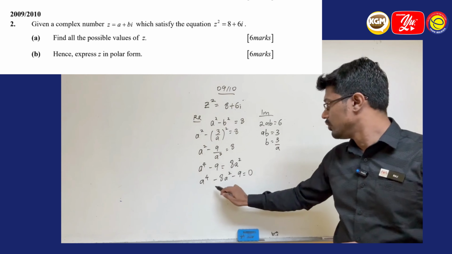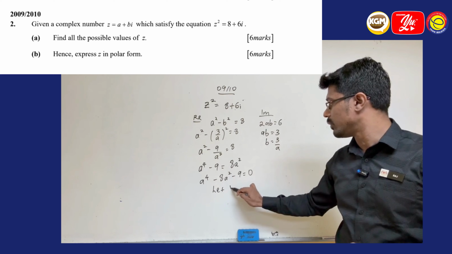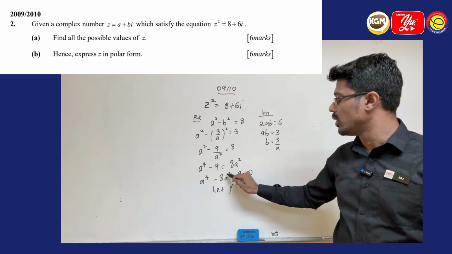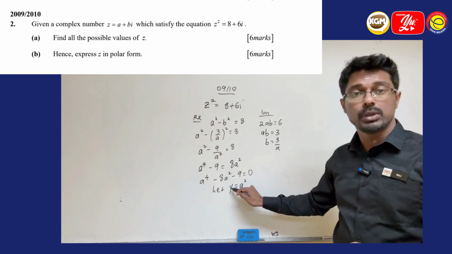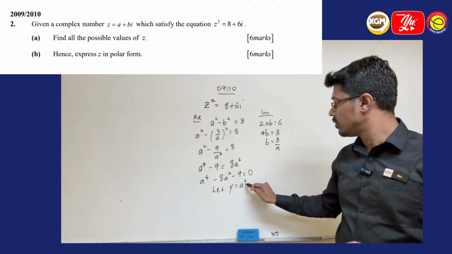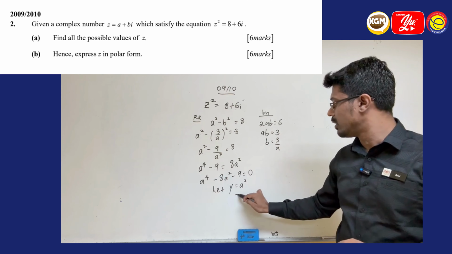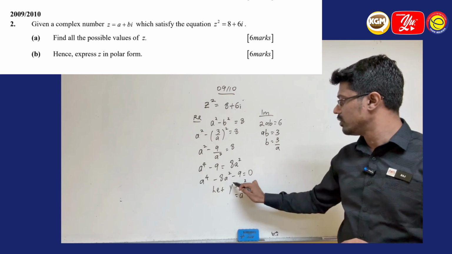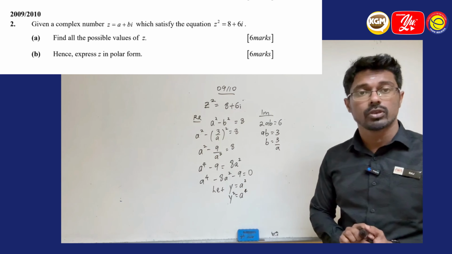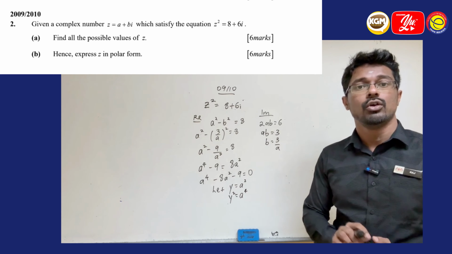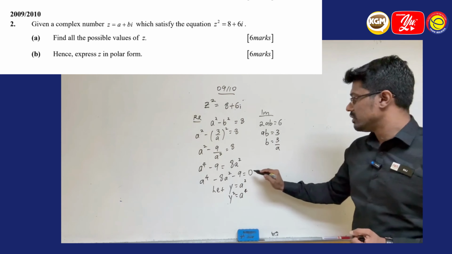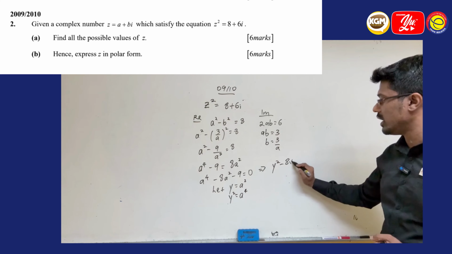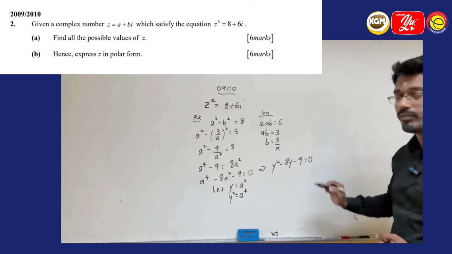I let y be a square. Why? Because normally here is power 1, so I let it be y. If a square is y, then a power 4, how do I get that? I square both sides, so this is going to be y square. Hope we are clear up until there. So I take it from there. This is now going to become y power 2 minus 8y minus 9 equals 0.